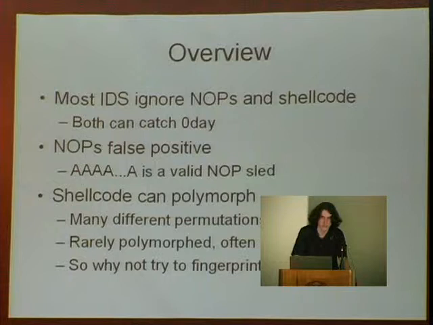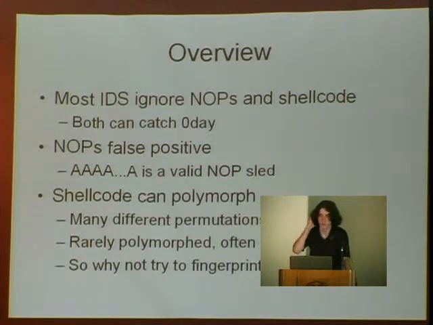A lot of IDS systems ignore NOPs and shellcode. If you look at Snort, they have fnord for NOPs, but I believe that's turned off by default. And they have a shellcode.rules, but that's also turned off by default. Both can catch 0day. I mean, both are in exploits everywhere. So it would be useful to actually be able to use this effectively, if it didn't false positive so much or wasn't so hard to implement.